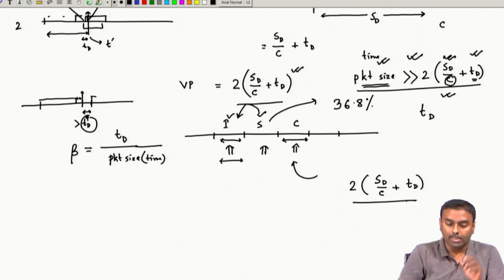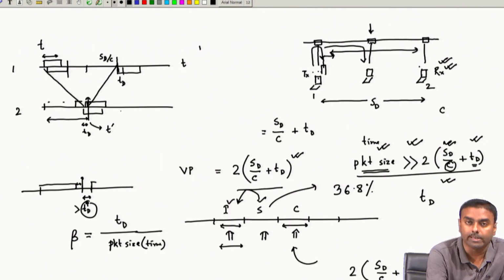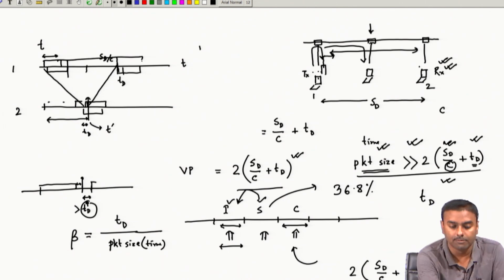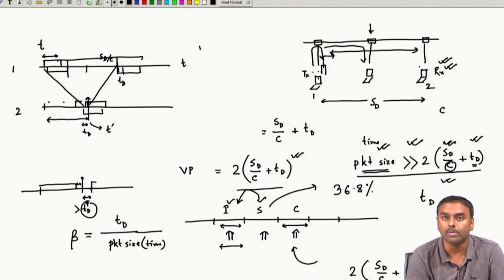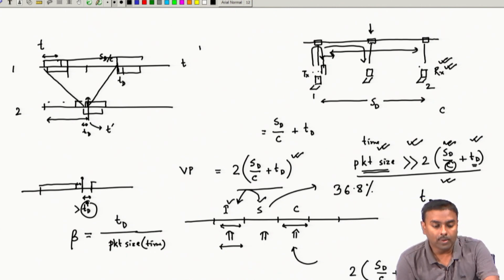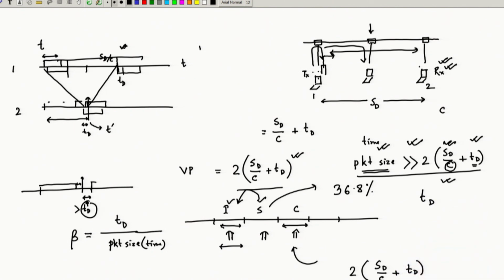So, let us try to see what might happen if you take this example of collision. Let us say the packet is quite big, it goes beyond this vulnerable period, 2 into SD by C plus TD. If that is the case, one guy will be able to detect the collision, that is the first guy, but the second guy has started transmitting, he might take some time, or the other guy might take some amount of time. So, we can try to see what is the worst case collision detection time for all the stations.